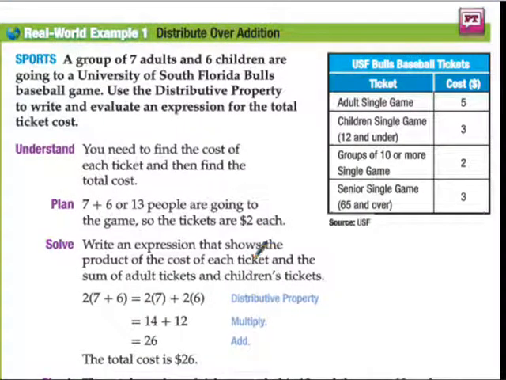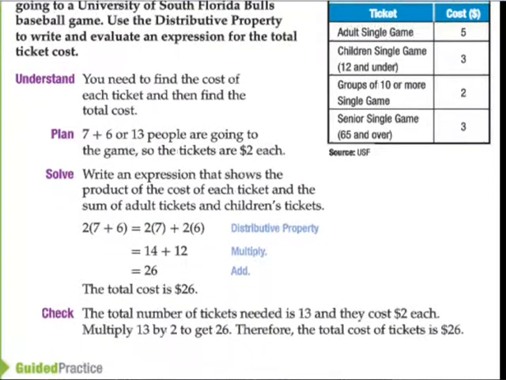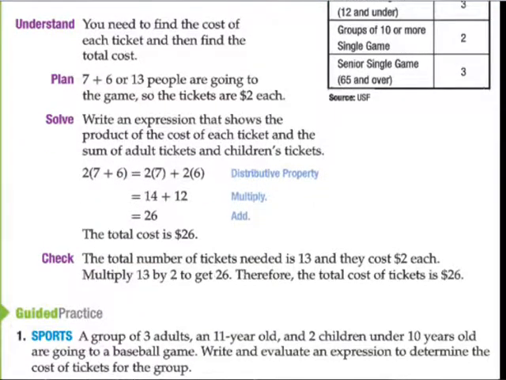Let's take a look at an example. A group of 7 adults and 6 children are going to the University of South Florida baseball game. We use the distributive property to figure out how much the tickets cost. Okay, so tickets are $2 each. We have 2 times the quantity 7 plus 6. We know that's 2 times 7, 2 times 6, that's 14 plus 12. I can check that because I know that 7 plus 6 is 13, and 2 times 13 is 26. That's how I know the distributive property works.